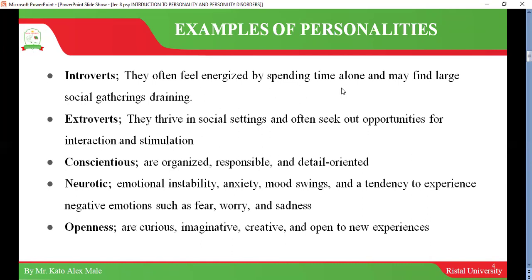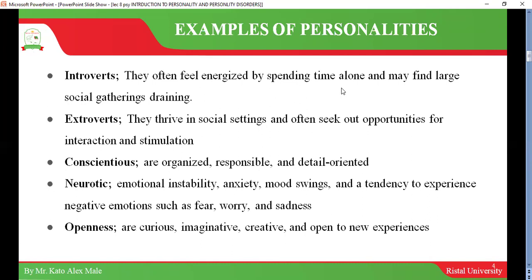And then another example are the extroverts. These thrive in social settings and often seek out opportunities for interaction and stimulation. Sometimes whatever they are going to do, even if they know they are doing it the right way, at least they must reach out to someone and first find out whether what they are doing is the right thing, much as they are sure that it is right. Extroverts are just used to being around people.